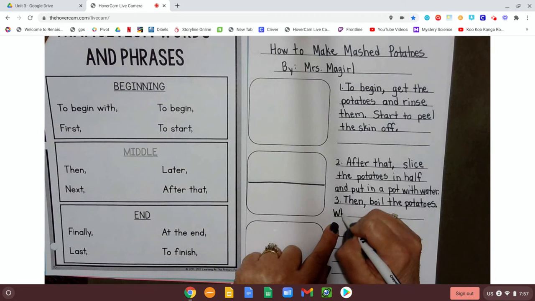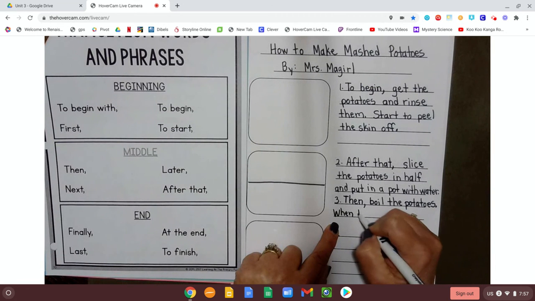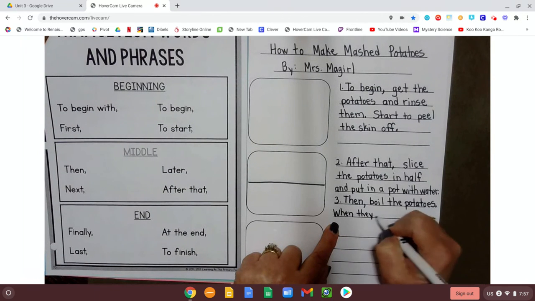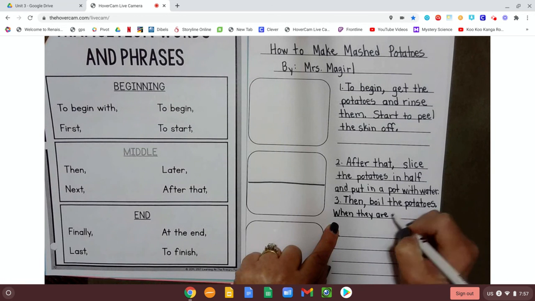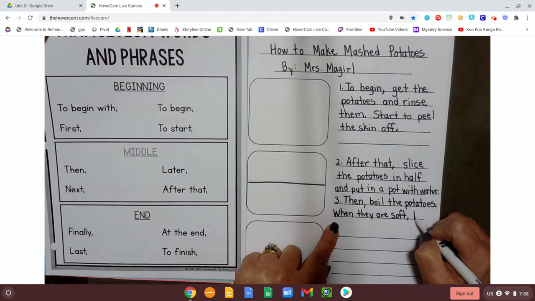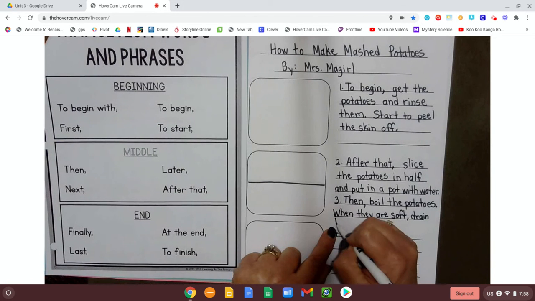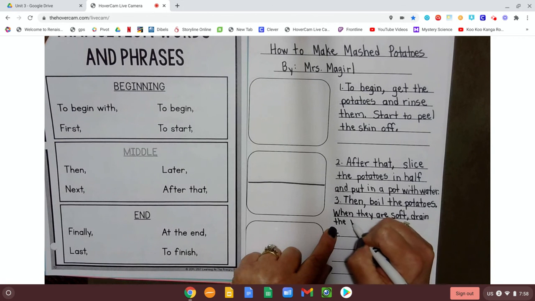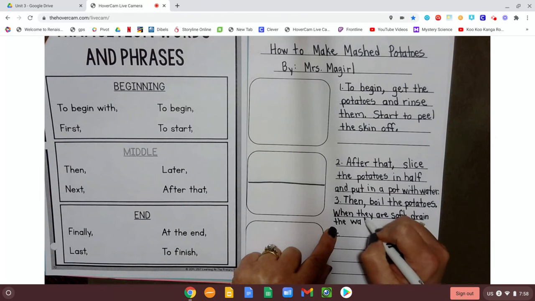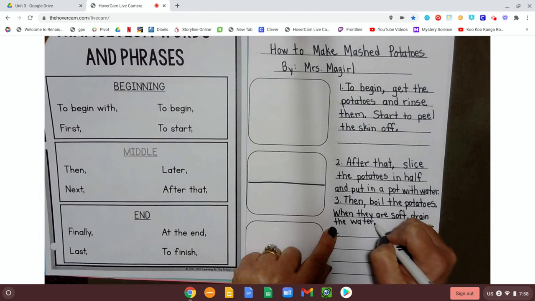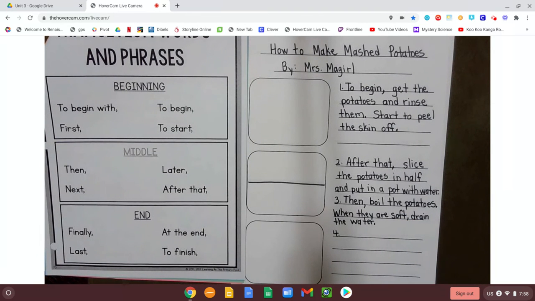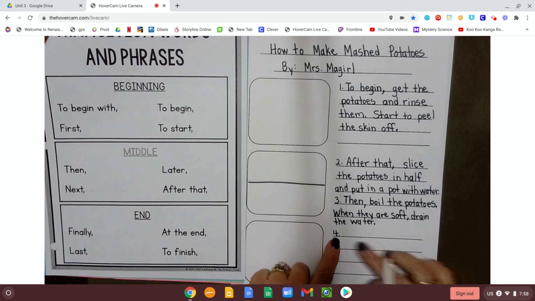When they are soft, drain the water. That means you pour the water out. So you just have the potatoes in the pan or in the pot. Okay? So now I'm on the very last step.